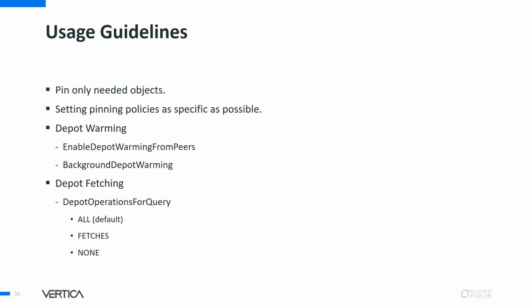The third and final option, when you set this parameter to none, Vertica will not fetch data from the communal storage. It will read queried data directly from the communal storage. This might impact the query performance.